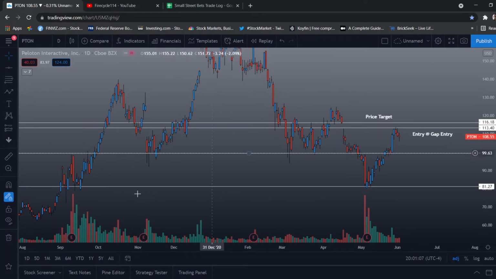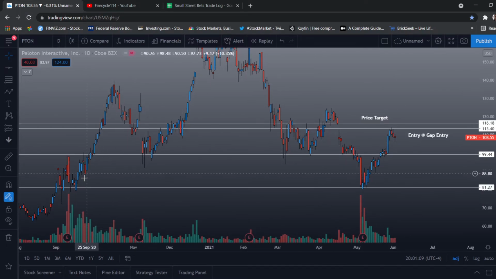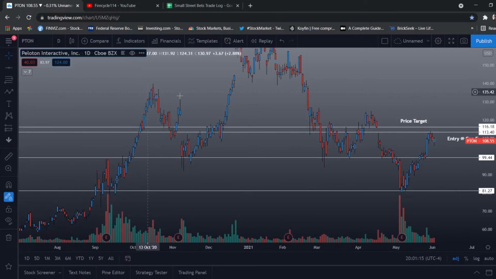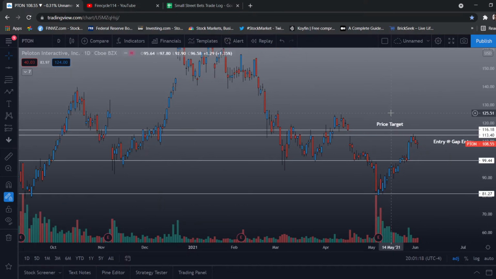Very simple video. I'm loving the volume right over here. As you can see, we actually had earnings, major volume pop. We broke out of this resistance and it just went flying past. So I think we can see something similar on Peloton, but again, we are only here for the short term and the gap price target.